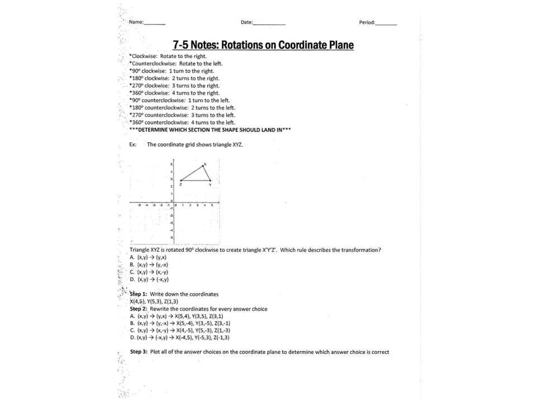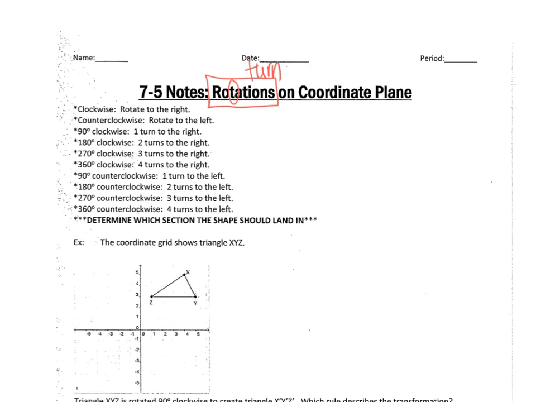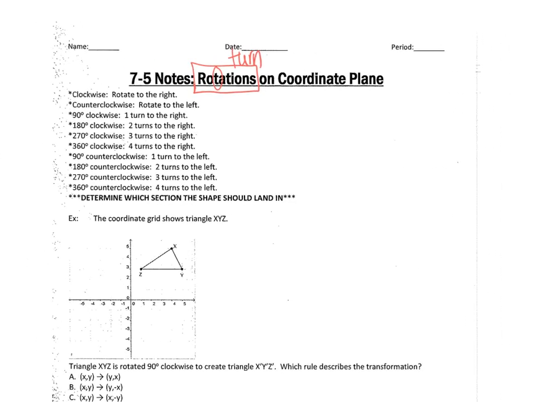Okay, the last transformation is rotations, and it's just like you would think about it. Rotation is to turn, so turning a shape. So it's either going to be 90 degrees, 180 degrees, or 270 degrees.